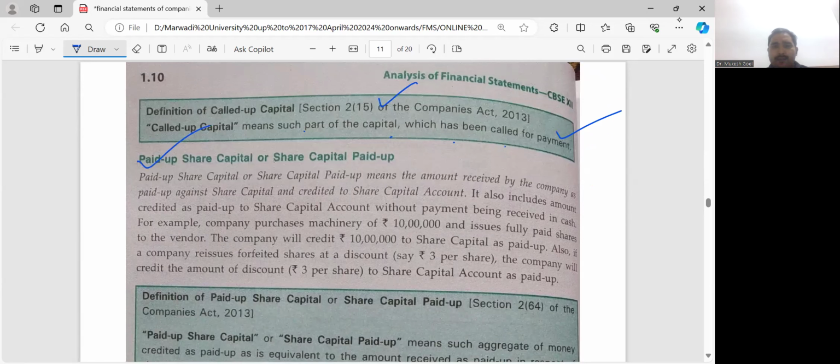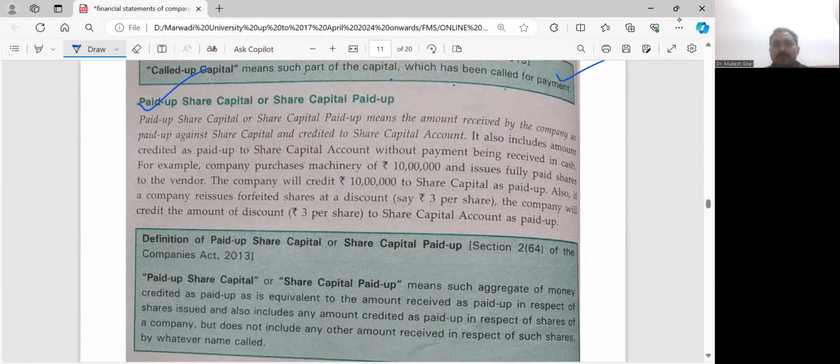Next is paid up capital. Paid up capital means the amount received by the company against share capital and credited to share capital. It includes the amount credited as paid up share capital without payment being received in cash. For example, if the company purchases machinery worth 10 lakh and issues fully paid shares to the vendor, the vendor meaning the seller of the machine, the company will credit 10 lakh to paid up share capital. It also includes reissued forfeited shares at the rate of 3 per share discount.